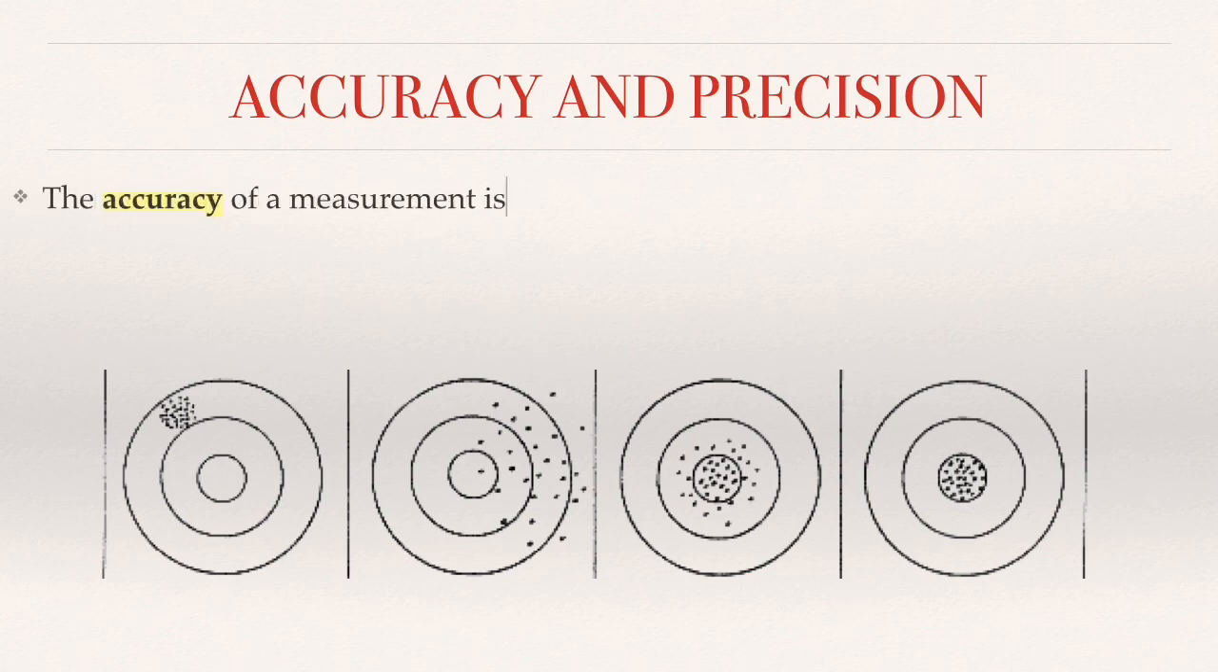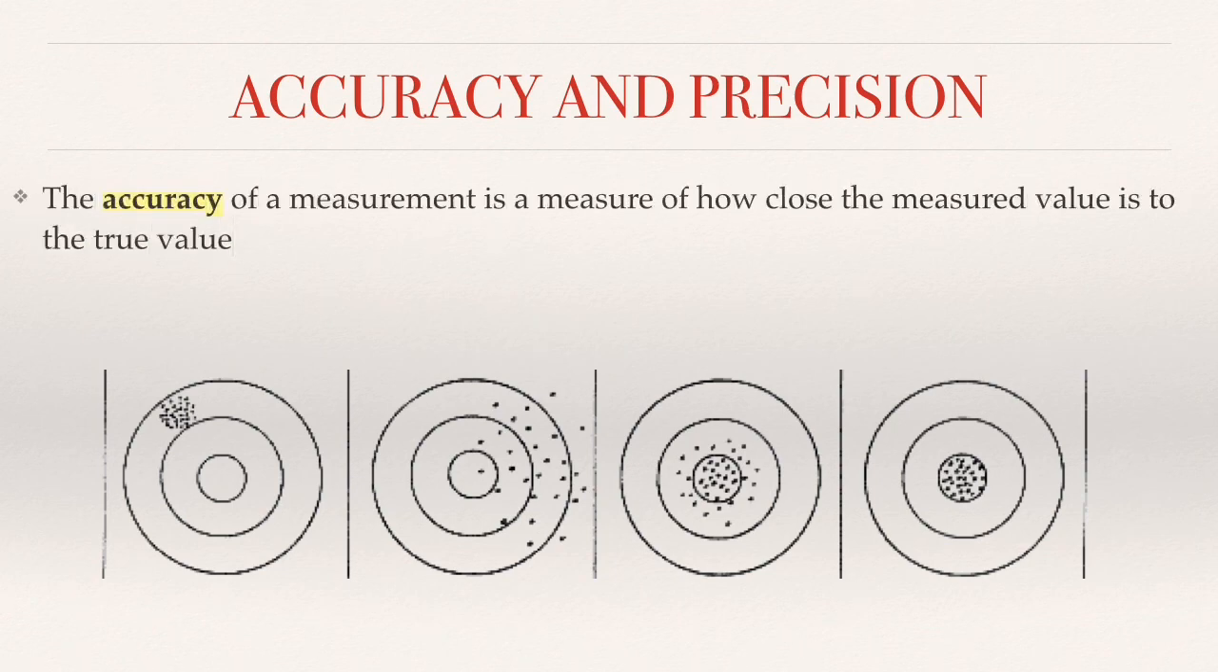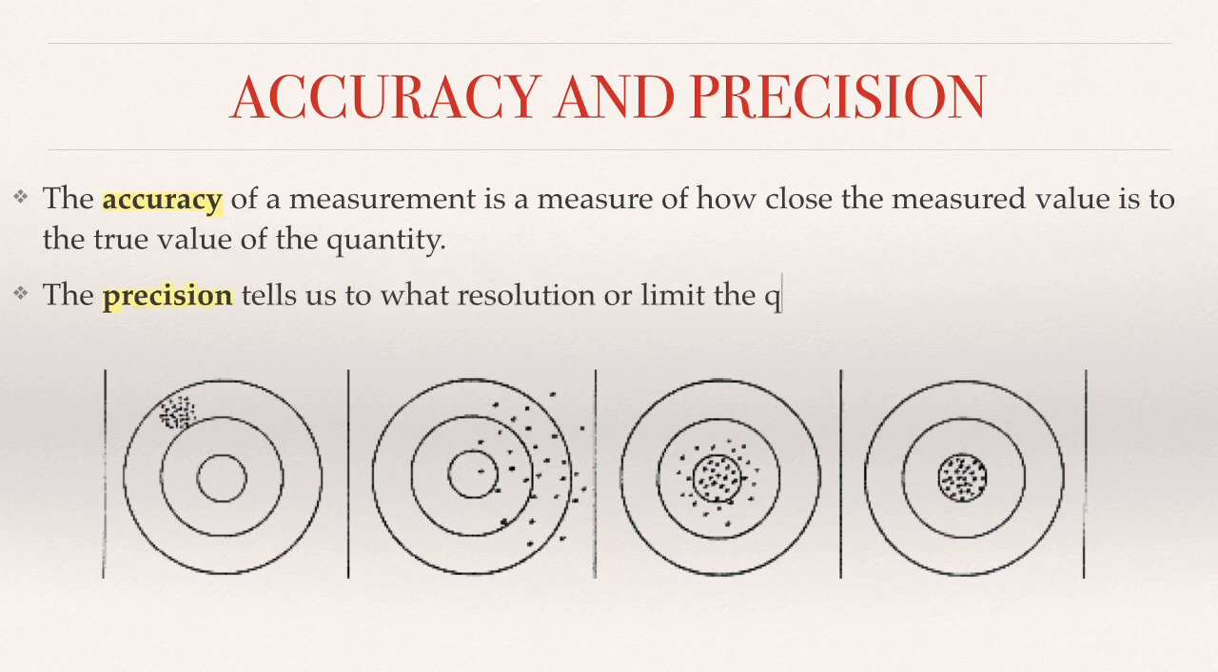Accuracy and precision are very important. So, accuracy is the measure of how close the measured value is to the true value, and the precision tells about at what resolution or limit the quantity is measured.